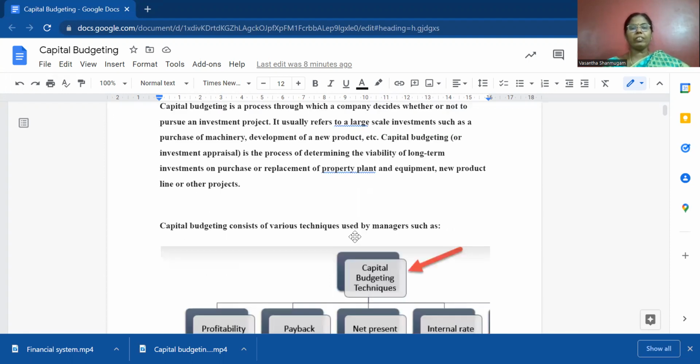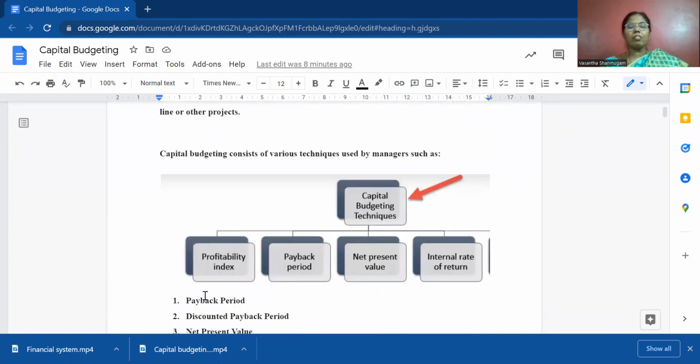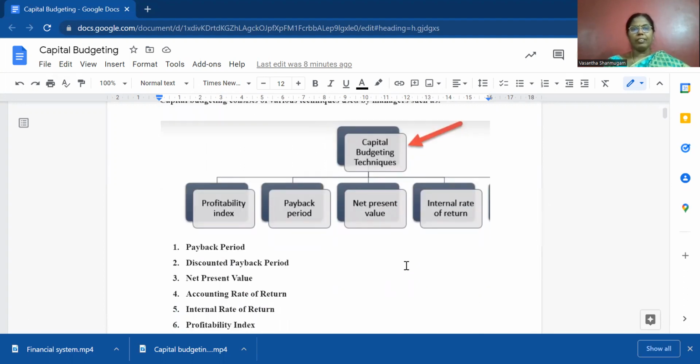Here, there are different techniques of capital budgeting. This is the main focus in this class. What is a capital budgeting technique? These techniques are used to evaluate the different capital budgeting proposals. Here you see profitability index, payback, net present value, internal rate of return method. These are the modern techniques.